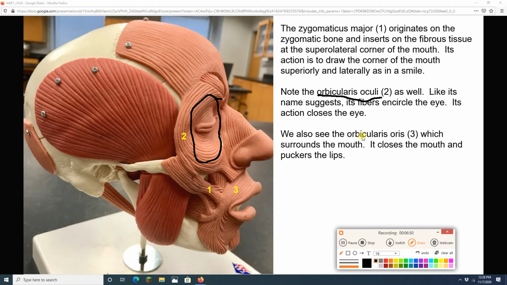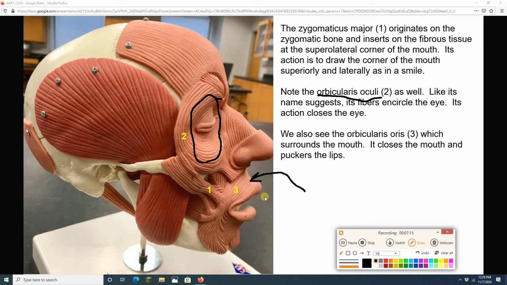Now, this is not the only orbicularis muscle. There is also an orbicularis oris going around the mouth. It's going to help close the mouth. Not really like jaw smashing close, but just think about, like, let's say your mouth is open in surprise. Then you close it without really moving your mandible forcefully or anything. That's your orbicularis oris in action.